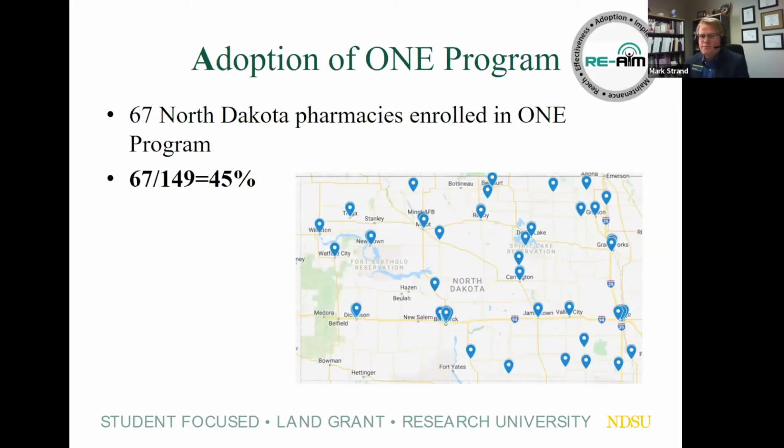So RE-AIM, now we're up to the A, adoption of the one program. So 67 North Dakota pharmacies enrolled out of 149, so that's a 45% adoption. And here you can see they're pretty well scattered around the state, but bear in mind, 44.8% of these actually are implementing. So it might be a little misleading that way, but I did want to present at least the adoption. And some of those actually are, even a year or 2 later, finally kicking it into gear. Maybe they get some students to come through and they invite the students to help get the program rolling. So it continues to increase.